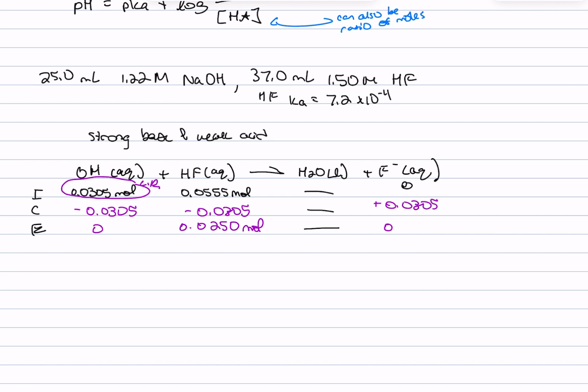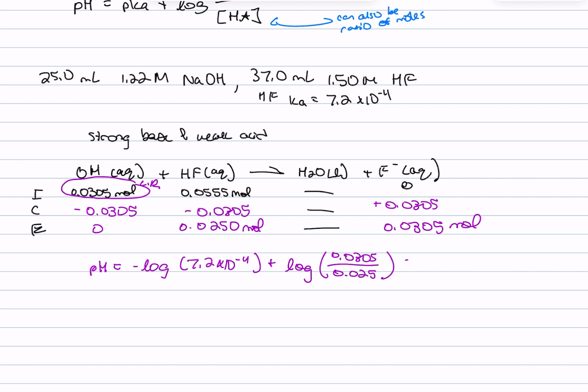And so from there, we can use the Henderson-Hasselbalch equation, which is simpler. So we get the pH is equal to the negative log of 7.2 times 10 to the negative 4 plus log of the ratio of 0.0305 over 0.025, and that's equal to 3.23.